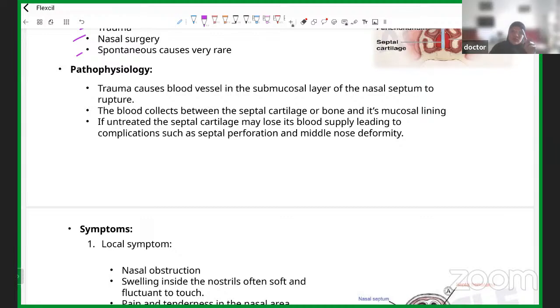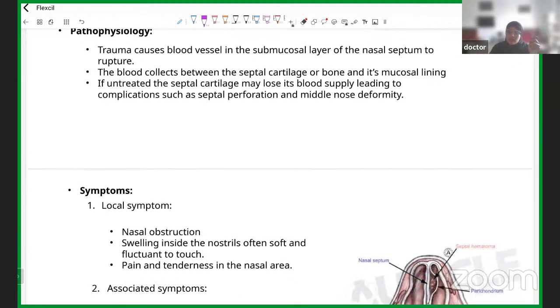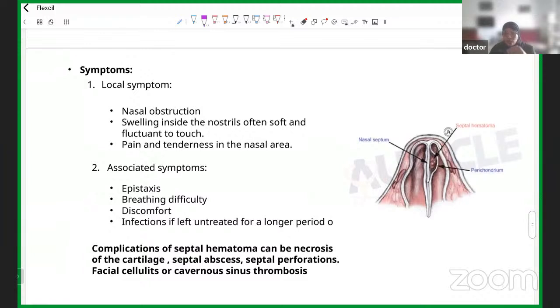Now, these patients will come with symptoms. The symptoms are divided into two forms: local symptoms and associated symptoms. The local symptoms will be obstruction. They'll have a stuffed nose. They'll tell you, my nose is always full, I cannot breathe. They'll have breathing problems. There will be swelling inside the nostrils. Usually when you palpate it, you will see it's a soft swelling. You'll see it's fluctuating. The patient will also complain of pain and tenderness in the nasal area, right? So that's all the complications.